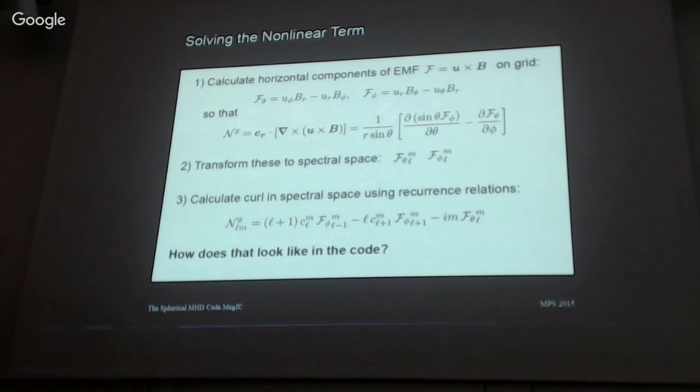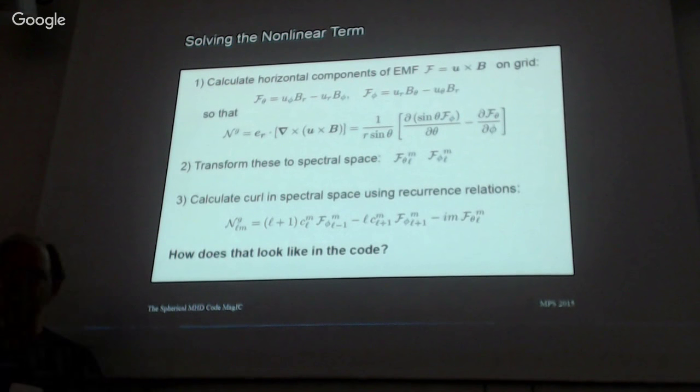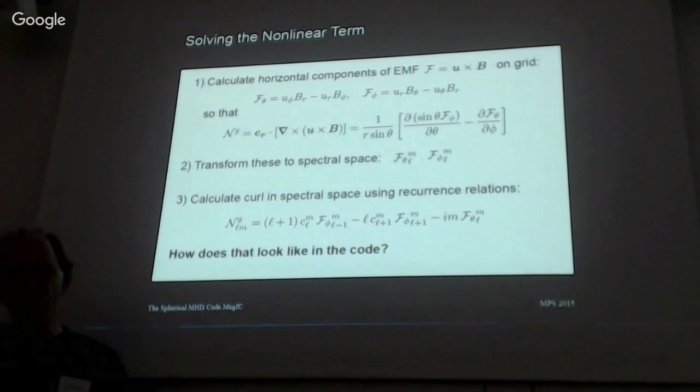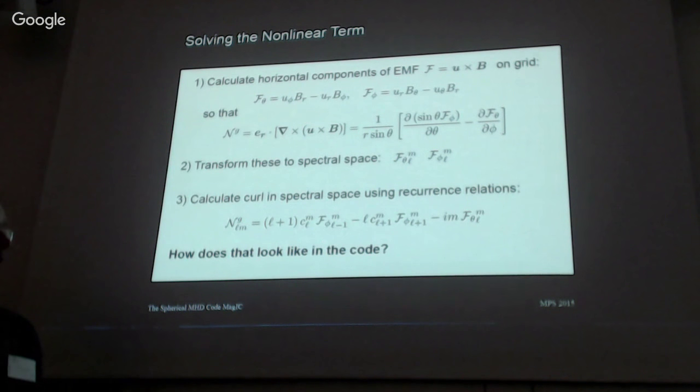So how does it look in the code? That's the next question. So let's have a look into the code. And should we start from the beginning? So we start with magic.f90. Okay. So the main program is called Magic. You may have guessed that, right? So it's magic.f90. I will open it for you.